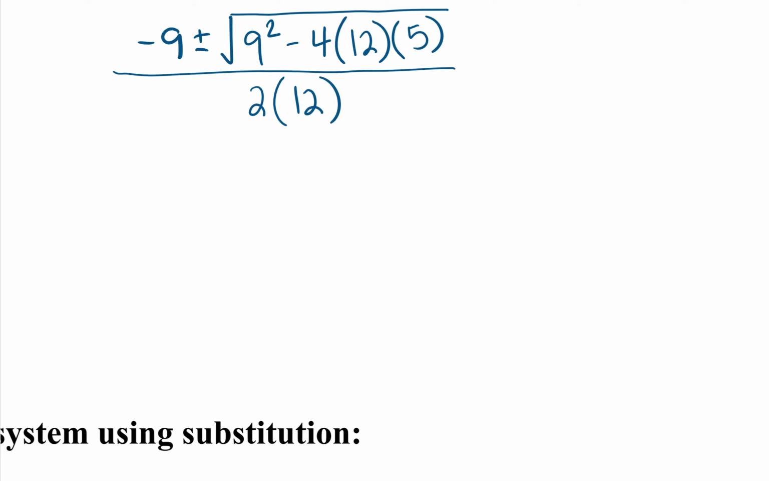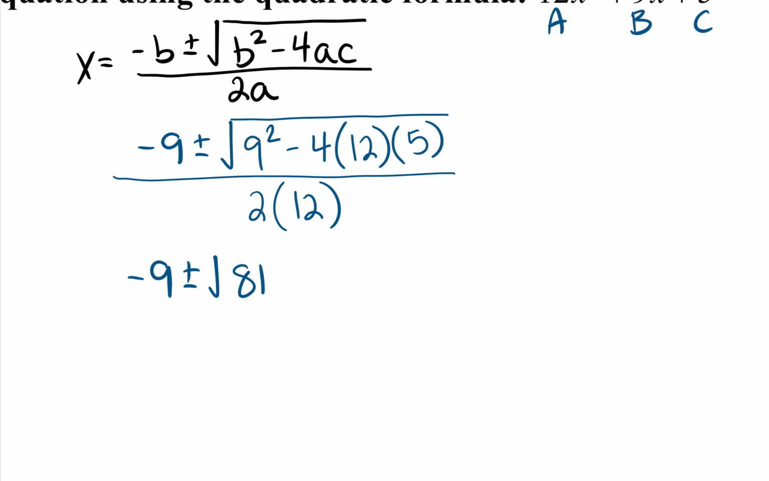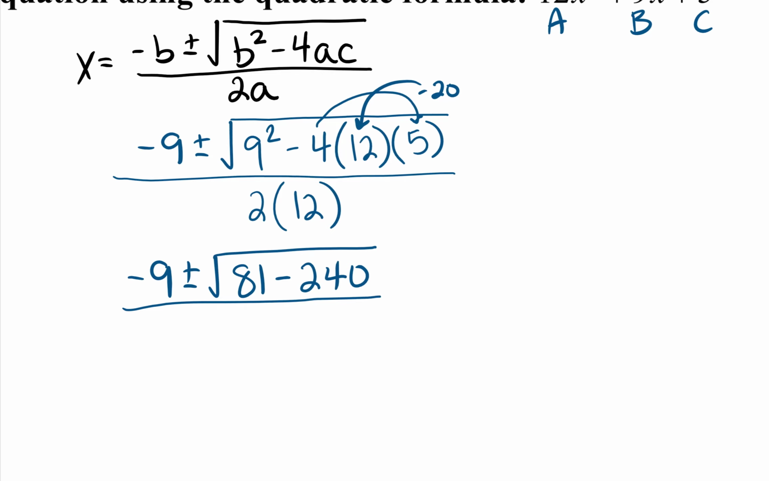So I have negative 9 plus minus. 9 squared is 81. Okay, now here, I have negative 4 times 5. Oh, I've already done this, haven't I? I feel like I did this one. Anyways, negative 4 times 5 is negative 20, right? Negative 20 times 12 is negative 240. I swear we did those numbers earlier. Okay, I'm going crazy. 2 times 12 is 24.